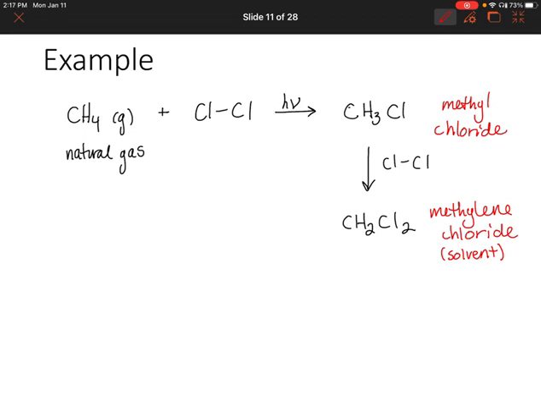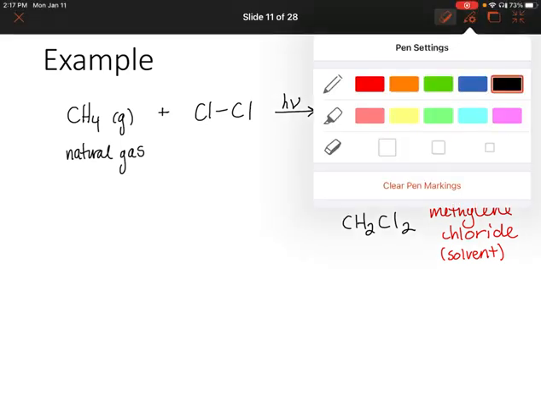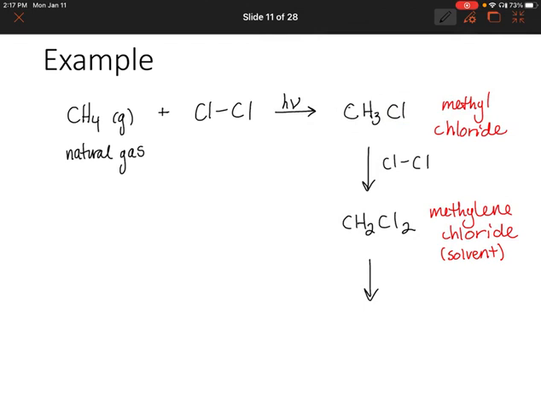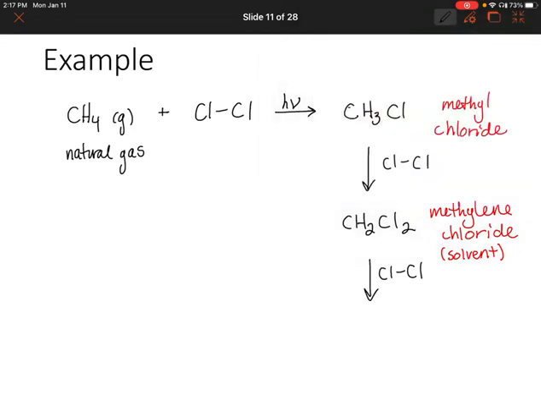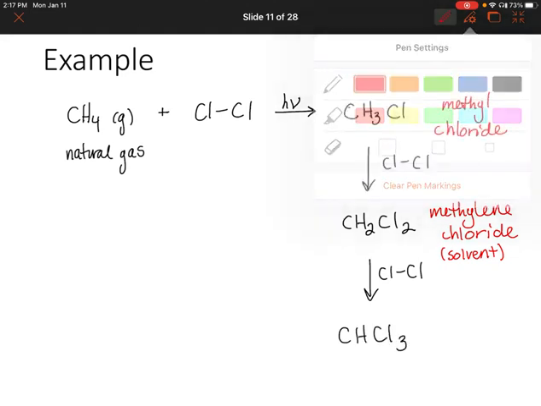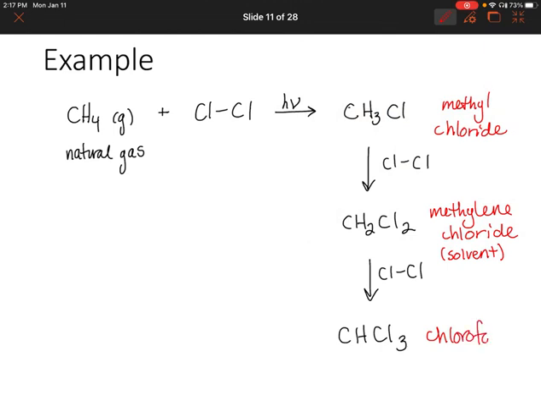Okay, now again, what if we added way too much chlorine? Well, now methylene chloride could react. Oops. Let me redraw my arrow in the right color. Otherwise, I'm going to get confused. Okay. So now methylene chloride could react with chlorine to produce CHCl3, which is called chloroform. So that's what you see in movies and TV shows. Criminals will use chloroform to make someone pass out.